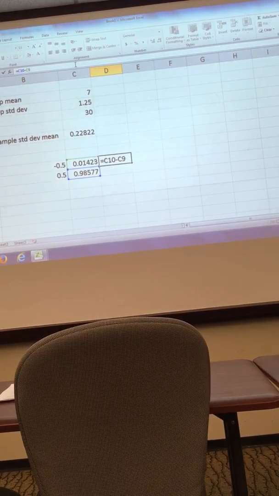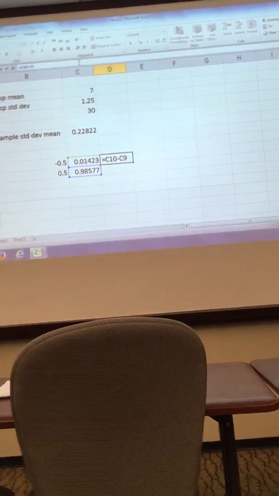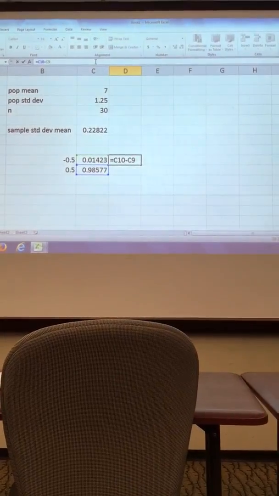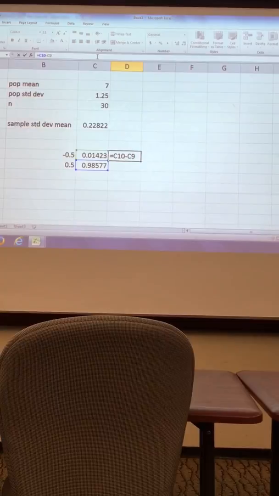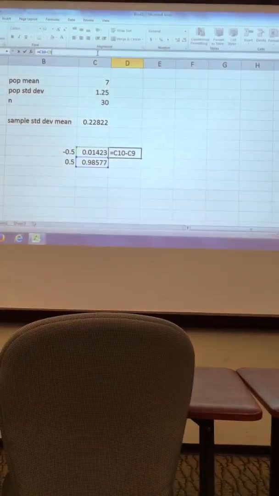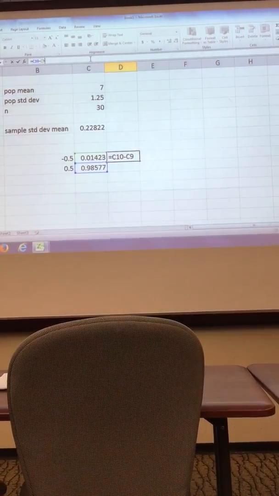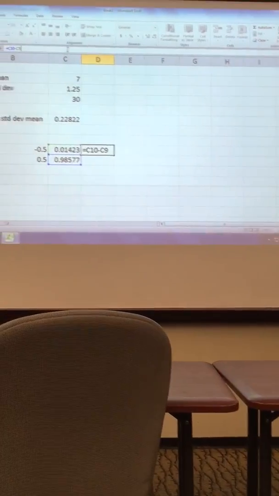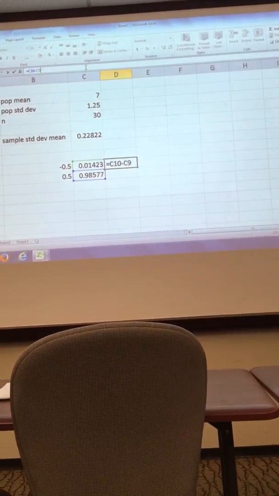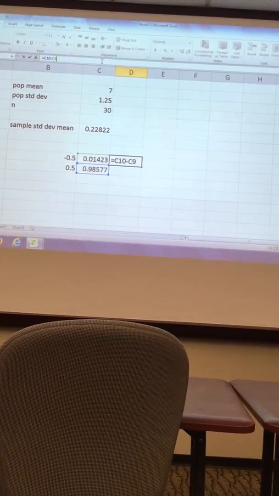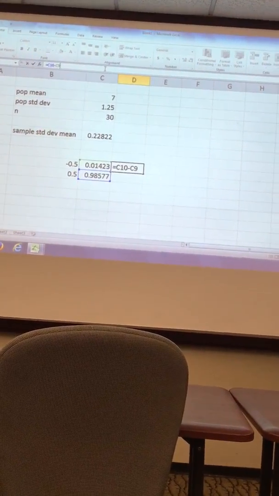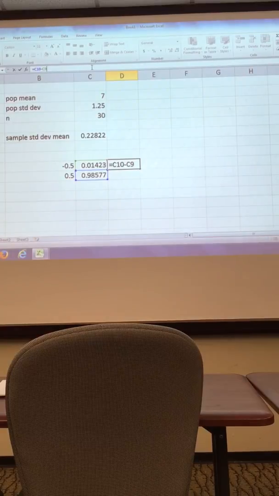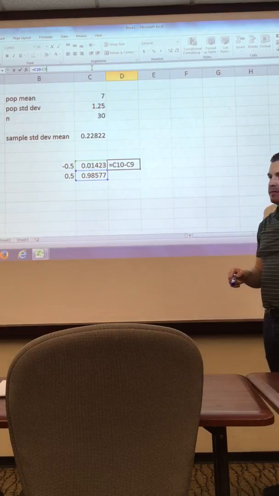So the negative 0.5 and the positive 0.5 in relation to this data set is not a percent, it's an actual point value. We're dealing in dollars. So if we're trying to estimate the average cost of a sandwich around campus, at around $7, it's either $6.50 or $7.50.